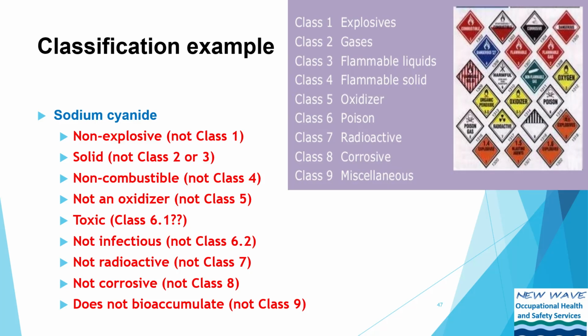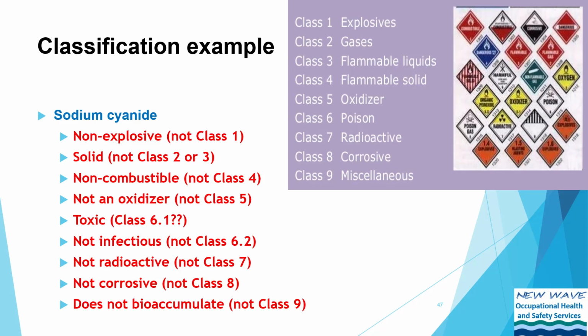Now thinking of our classifications. Non-explosive means it is not class 1. The fact it is solid means it cannot be either class 2 or 3, which deal with gases and liquids. The fact it is non-combustible means it is not class 4. The fact that it is not an oxidizer means it's not class 5. What about class 6? Well, we do not have enough information to automatically eliminate it from class 6.1 toxic.